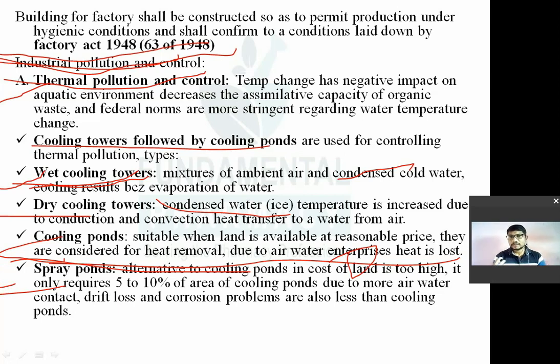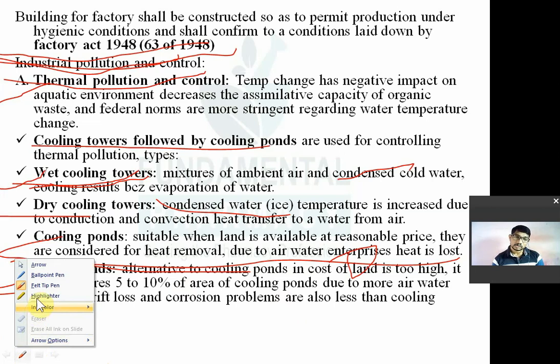So it requires very less space, and that's why it is alternative to cooling ponds. And cost of land, when the cost of land is too high, it only requires 5 to 10% of area of cooling pond. Due to more air water contact, drift loss, corrosion problem are also less than cooling ponds. So these are the different measures that can be used to control the thermal pollution.